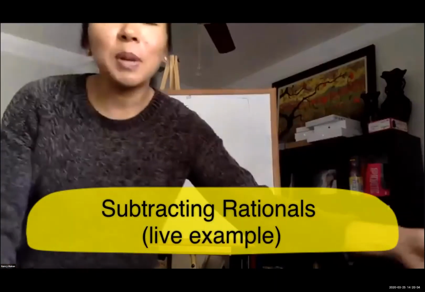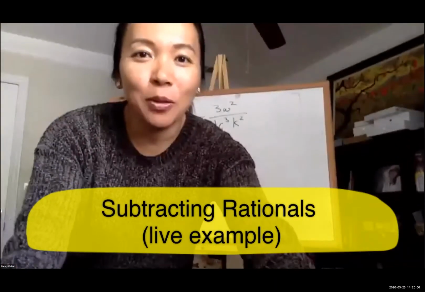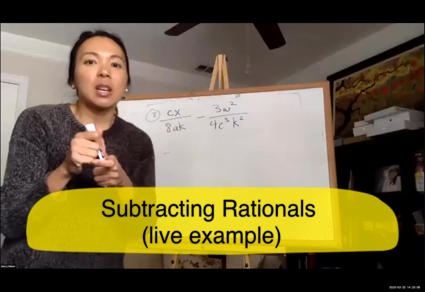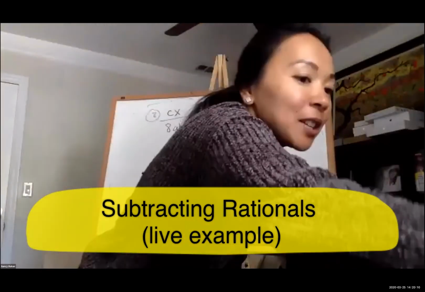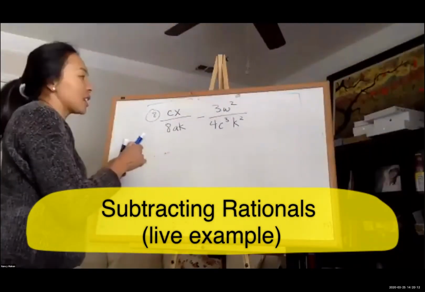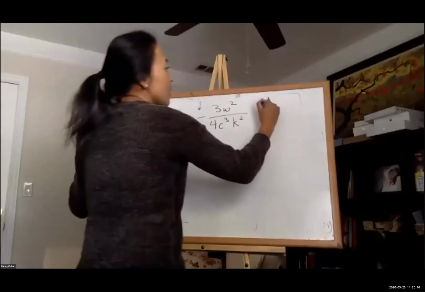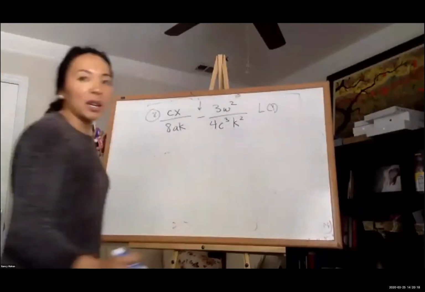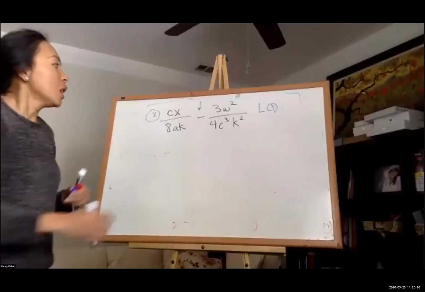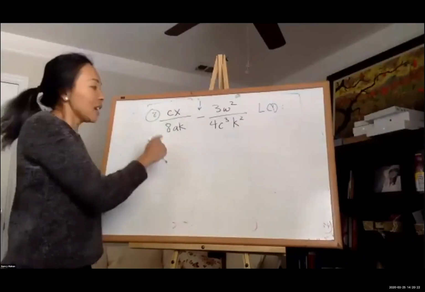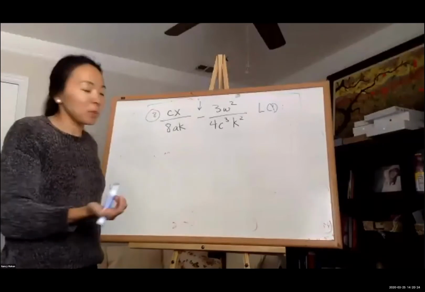So this looks a little bit different from what we've done, but it's actually very much the same. I notice it's subtraction, so in my mind, I'm thinking I need an LCD. Here the LCD is a product of unique factors in the denominator. Well, these are all factors already. Factors, again, are things that are being multiplied with each other.